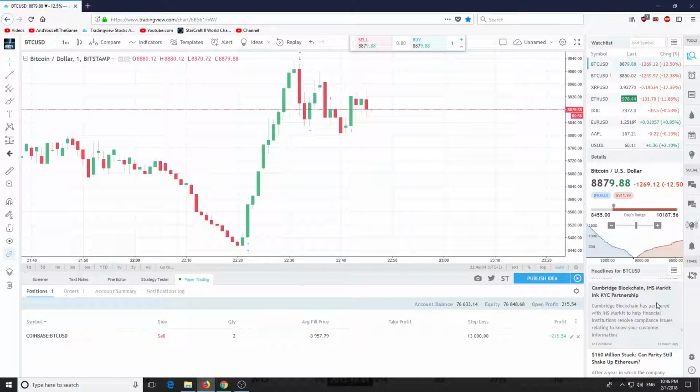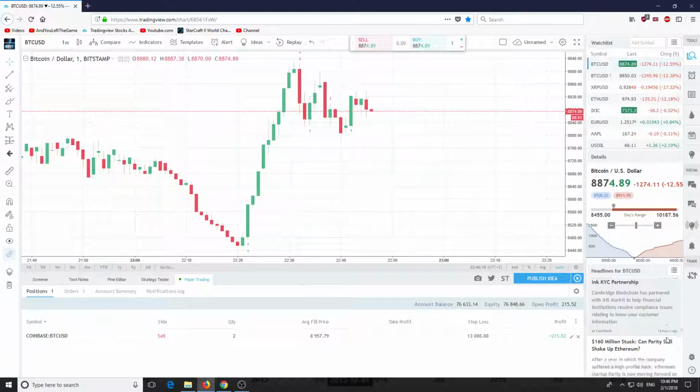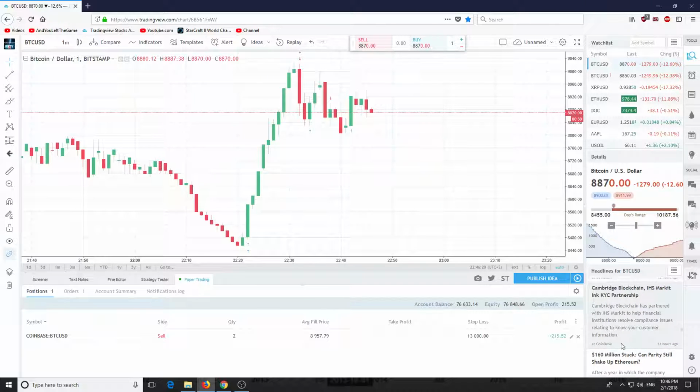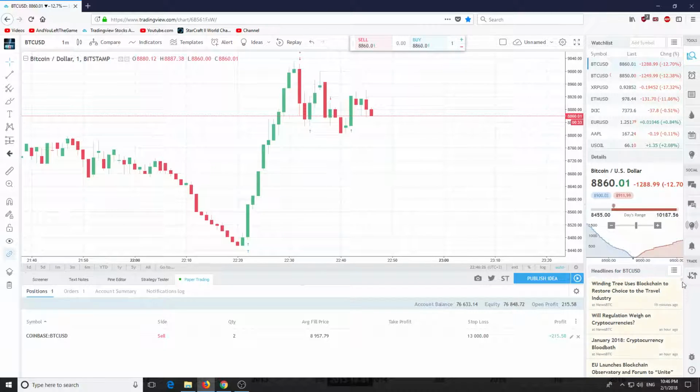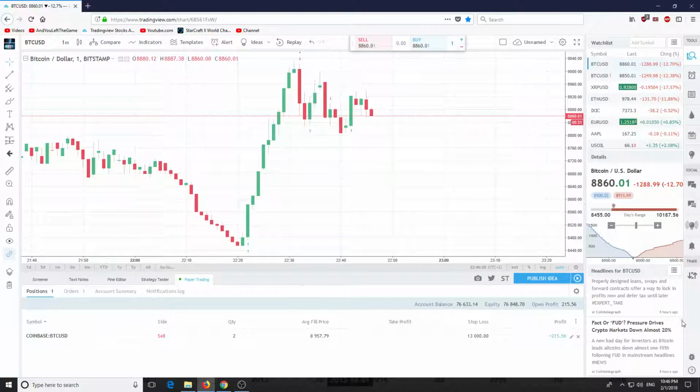Cambridge Blockchain, IHS Markit KYC Partnership. Cambridge Blockchain has partnered with IHS Markit to help financial institutions resolve compliance issues relating to know your customer information. Don't see how that... Okay, I see. It's just because it's a blockchain thing. It's on the headlines.